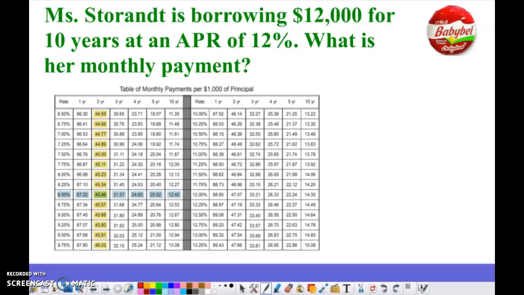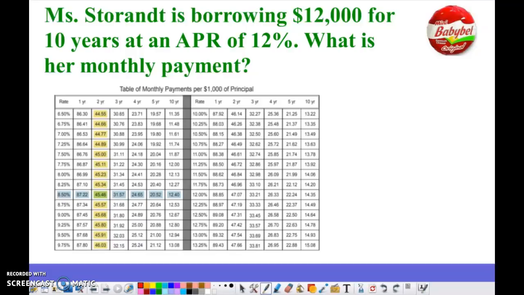So the problem says Ms. Storant is borrowing $12,000 for 10 years at an annual percentage rate of 12%. What is her monthly payment? So if you remember back to our last lesson, we talked about calculating monthly payments. For some problems, we can use this nice table that we have here if that percentage is on our table.